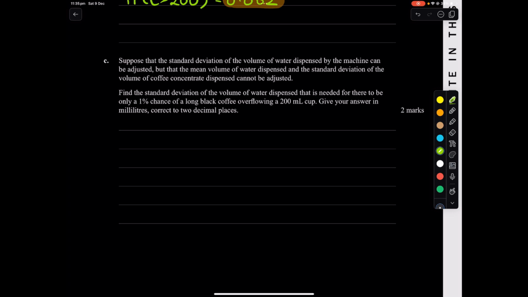So what we're looking at is we want to find the standard deviation of the volume of water. Okay, and what are we given here? We're given that there needs to be a 1% chance for a long black coffee, so coffee, to overflow, so to be greater than 200, so 0.01. So if we want a 1% chance of a long black coffee overflowing, we get this. Okay, let's pretty much do everything backwards.